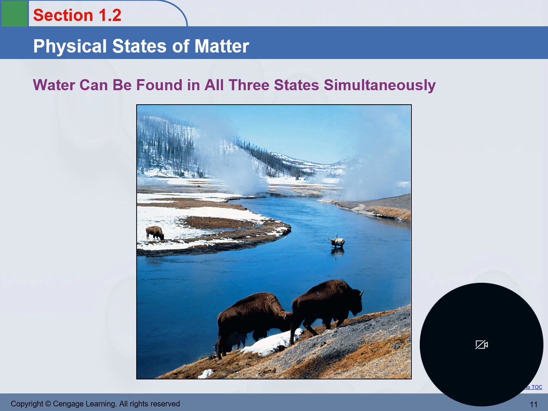Here is another picture just showing you that water can be found in all three states of matter on the earth. Hopefully you can see out in Yellowstone National Park we have some steam, we have some frozen snow, and we have some liquid water in the stream.